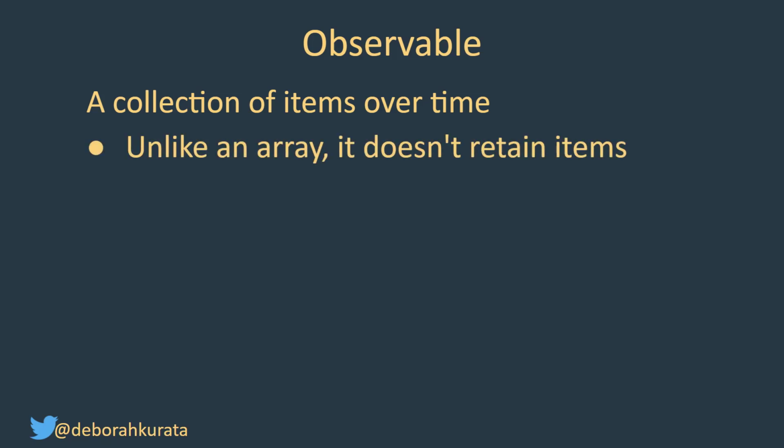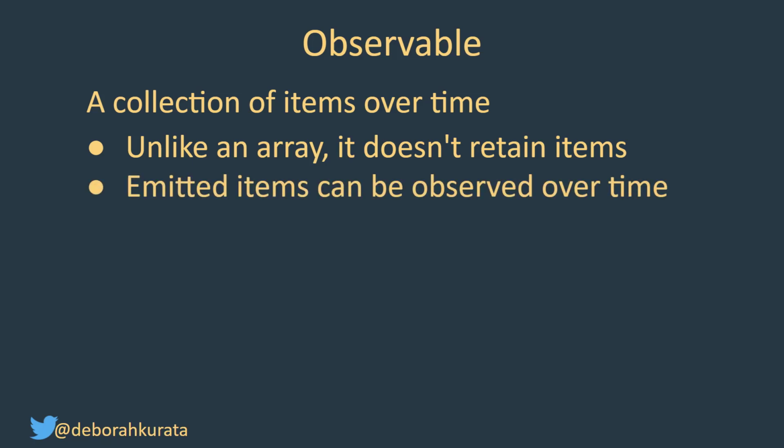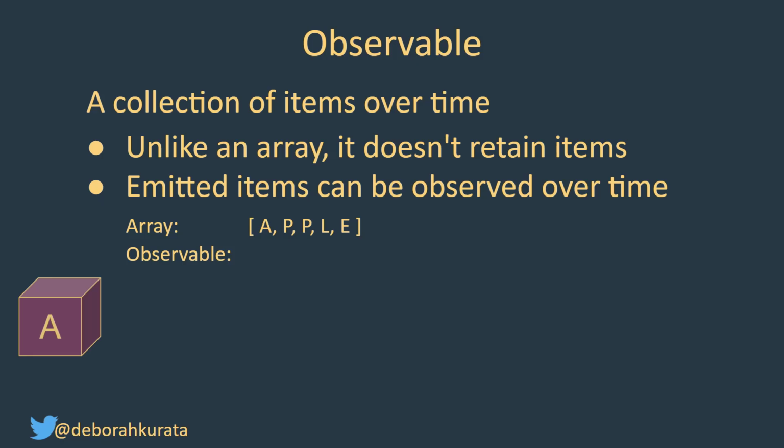But unlike an array, because an array is also, of course, a different kind of collection, it doesn't retain those items. The emitted items can be observed over time. So say, for example, you're tracking key presses. You could put those into an array. So you have an A, P, P, and so on. If that was an observable, it would instead be like that, and that, and that. They're just kind of occurring over time. So if you said, okay, what's the third one? It would be, I don't know, I just gave you a bunch of them. I don't know what the third one was. So that's something really important to keep in mind as you're working with observables.